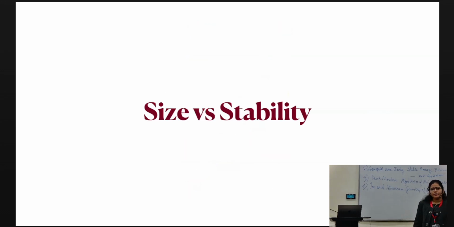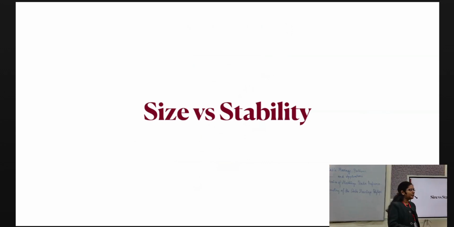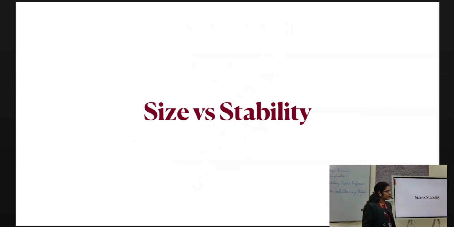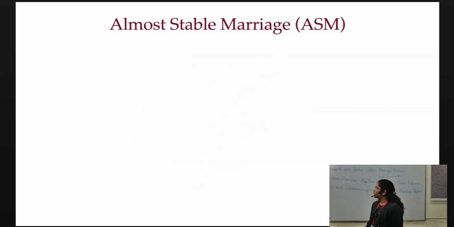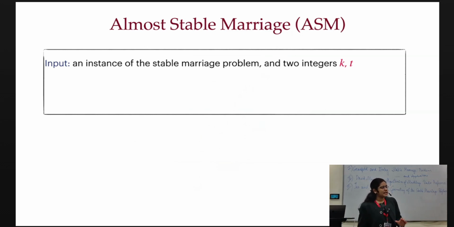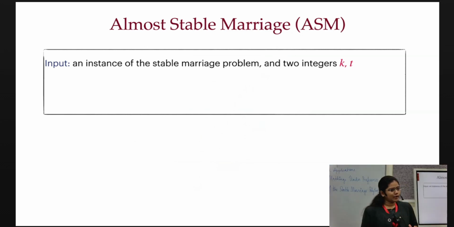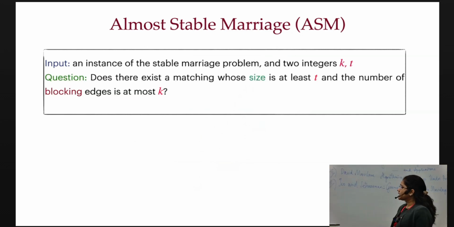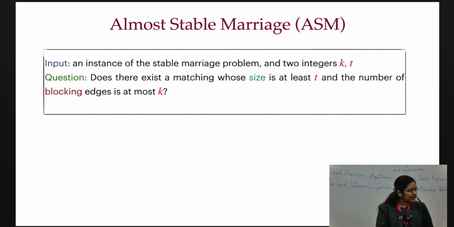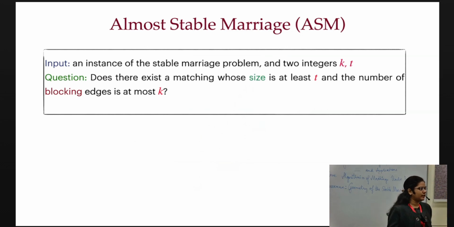Yes, or maybe we really do not care about maximum size matching. Indeed, one question is what Mohana said, that we want to find a maximum matching with minimum number of blocking edges. Or we can ask the almost stable matching question. We have a stable marriage problem. By the way, the question makes sense even for the roommate setting. In this session I am talking about bipartite graphs. So now we are asking, does there exist a matching whose size is at least t and blocking edges is at most k? This is the decision version of the question.